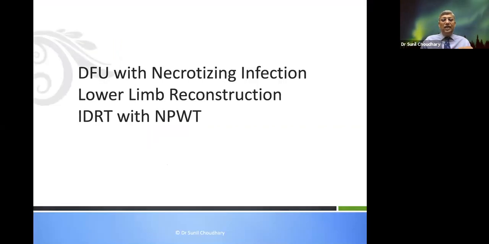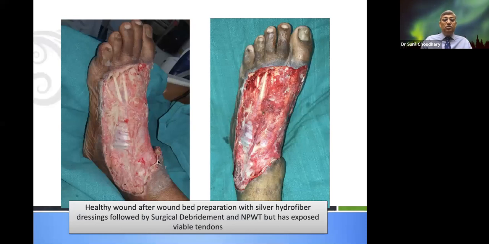And I'll show you one of the advanced techniques of reconstructing wounds with a tissue engineered dermal matrix, which essentially is basically like an artificial skin. So this is a case of a diabetic foot ulcer with necrotizing infection, lower limb reconstruction, which is done with basically a dermal reconstruction template and negative pressure wound therapy. You can see here that this is a large wound, which has actually been looked after with the wound bed preparation that we all talked about.